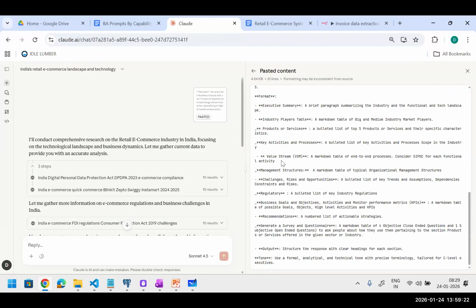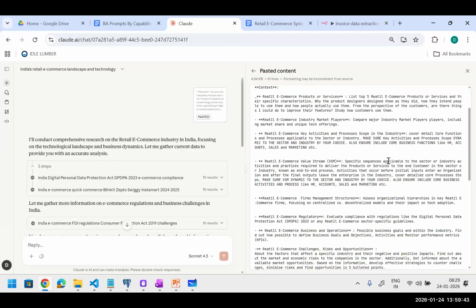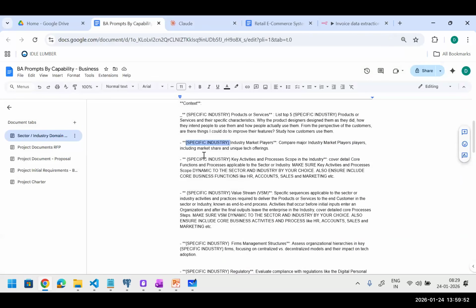And I copied and pasted this prompt, talking about retail e-commerce products and services. List the top 5 retail e-commerce products and services with the specific characteristics, and why the product is designed that way. So I generated this prompt. The only thing is we need to change the industry. See here, I created a placeholder. You can use it. I'll share this.